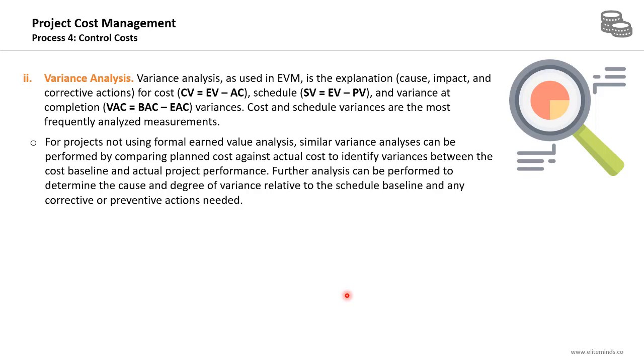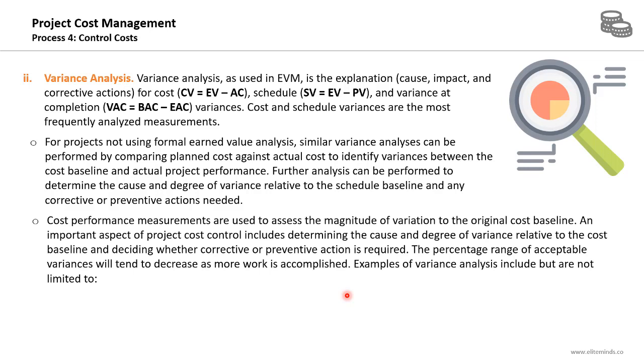For projects not using formal earned value analysis, similar variance analysis can be performed by comparing planned cost against actual cost to identify variances between the cost baseline and the actual project performance. Further analysis can be performed to determine the cause and degree of variance relative to the schedule baseline and any corrective or preventive actions needed. Cost performance measurements are used to assess the magnitude of variation to the original cost baseline.